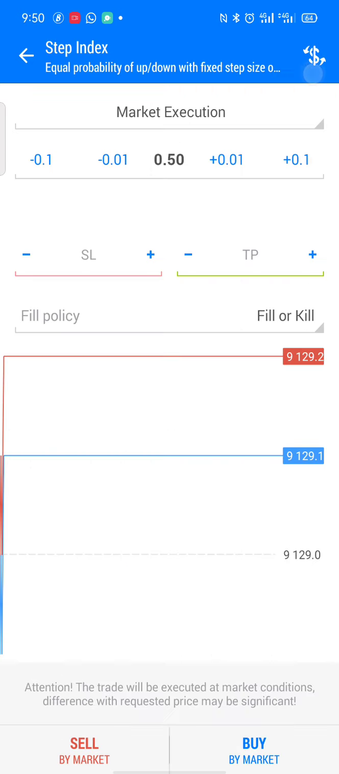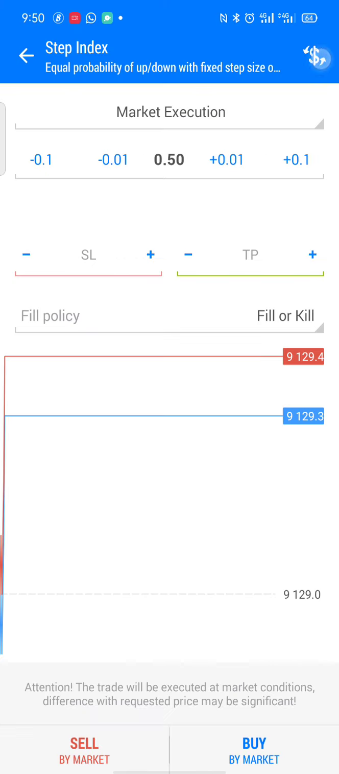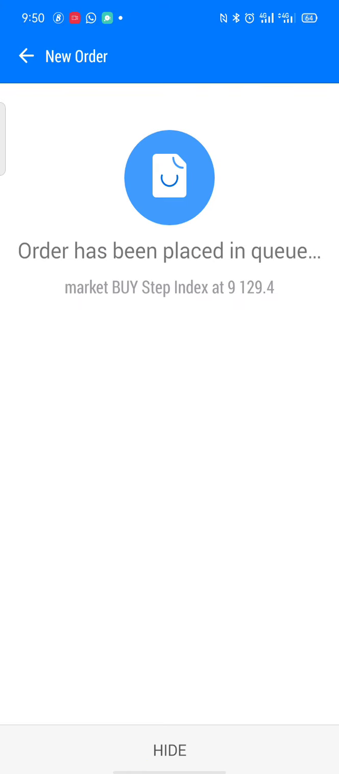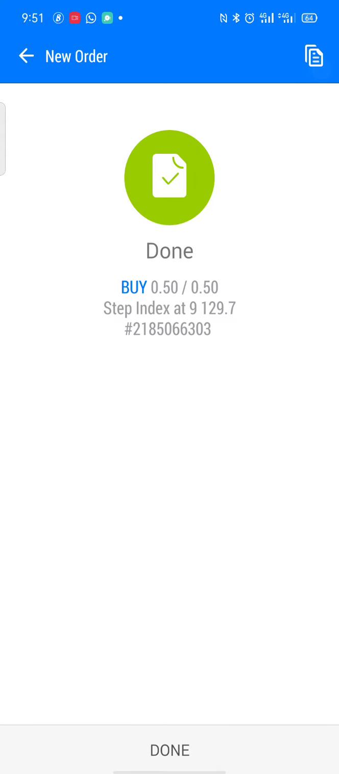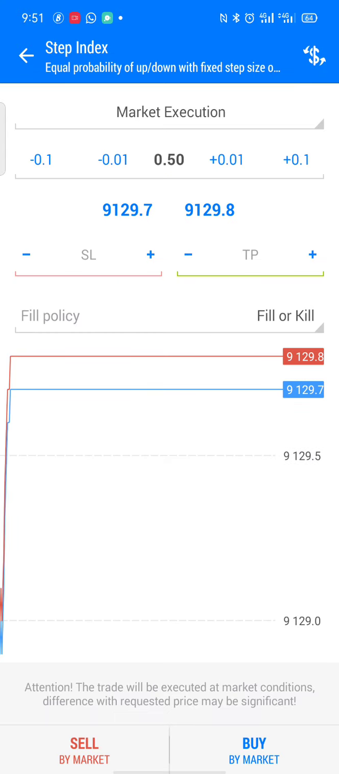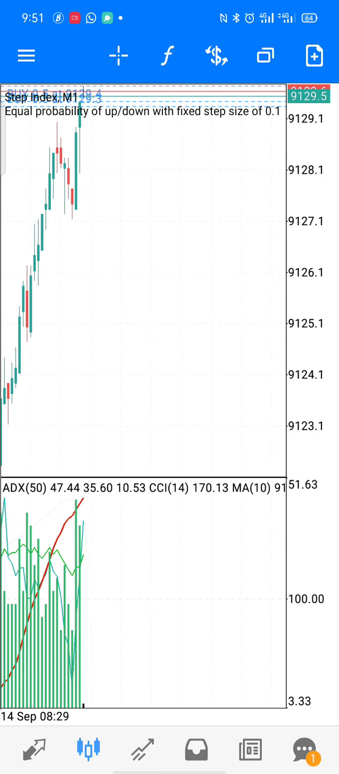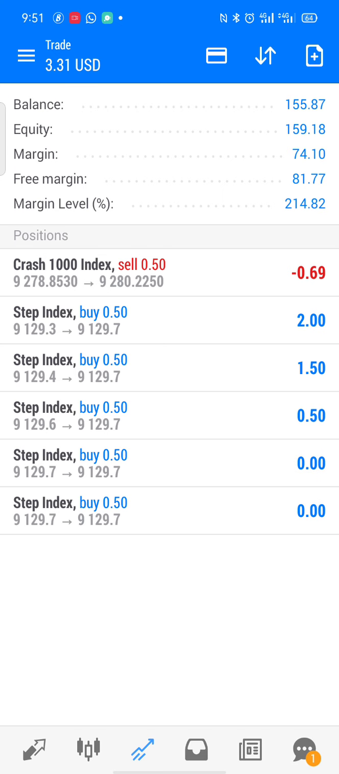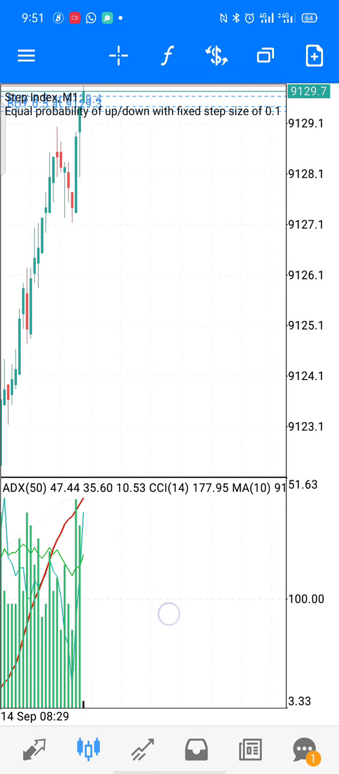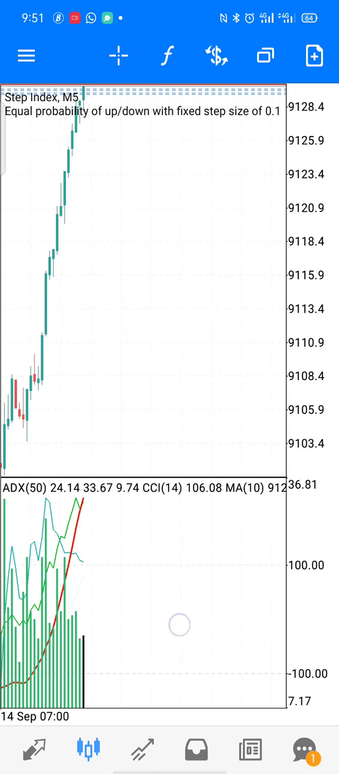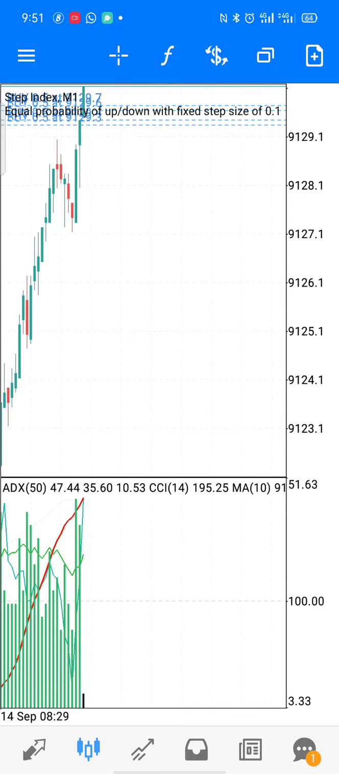Watch the way I'll scalp Step Index. Watch the way I scalp Step Index, guys. Watch. That's Step Index, scalping Step Index right now, guys. As you can see, I'm on profit.